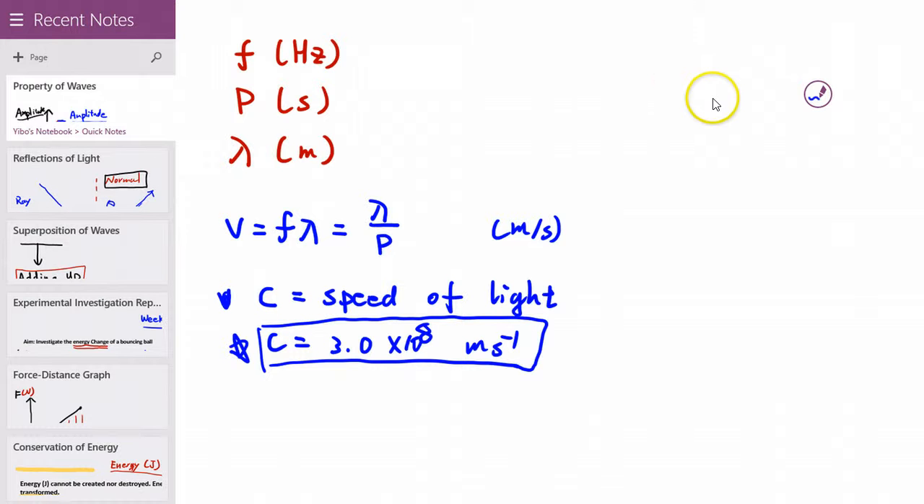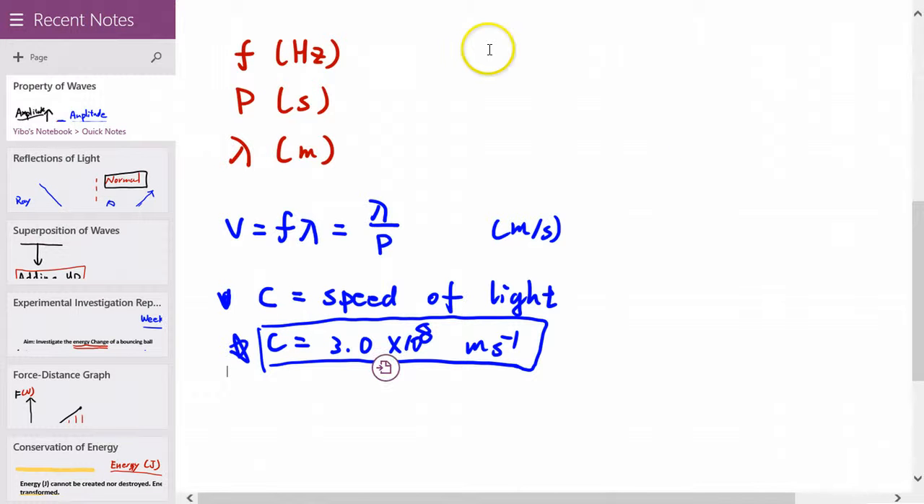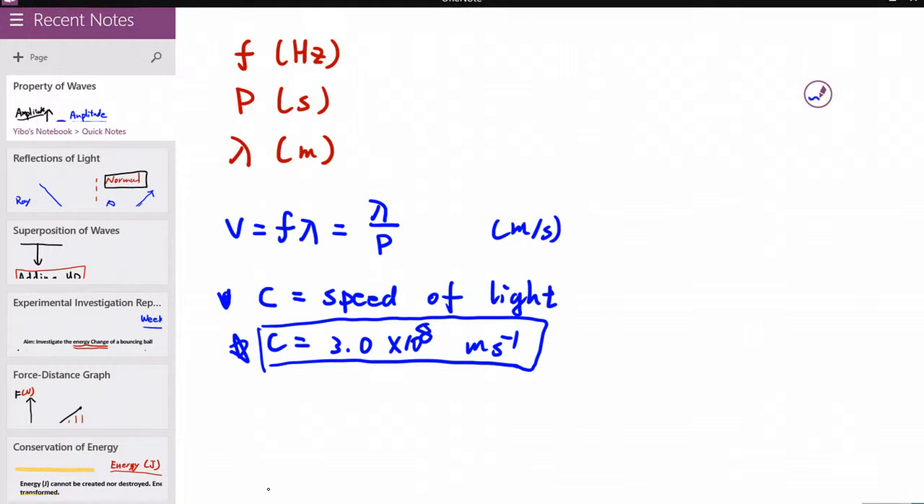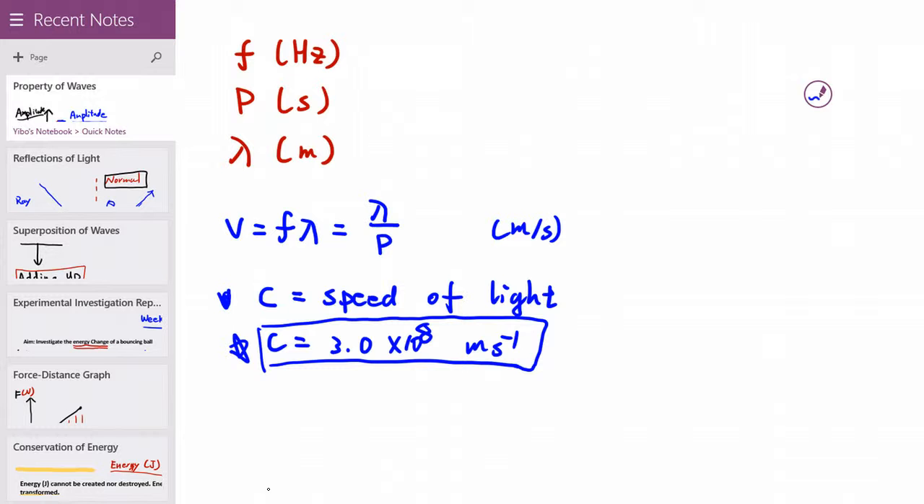So, step 1 of this topic will be having those things written down in a formula sheet. Now, also remember the relationship between period and wavelength. Period equals 1 divided by the frequency, and the frequency is 1 divided by the period.